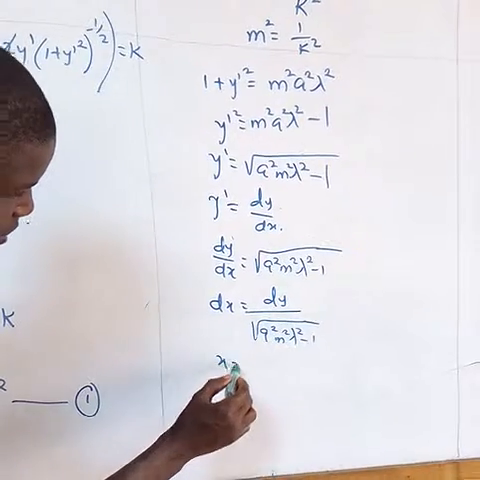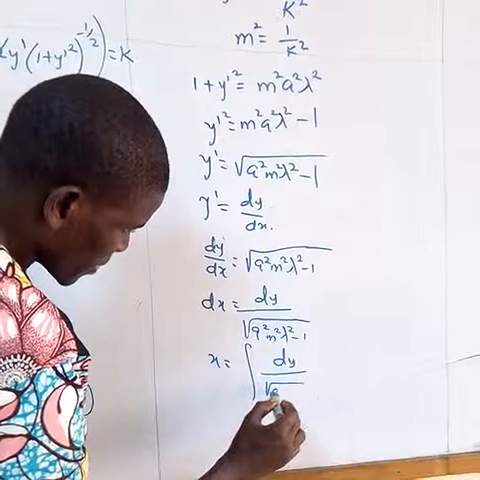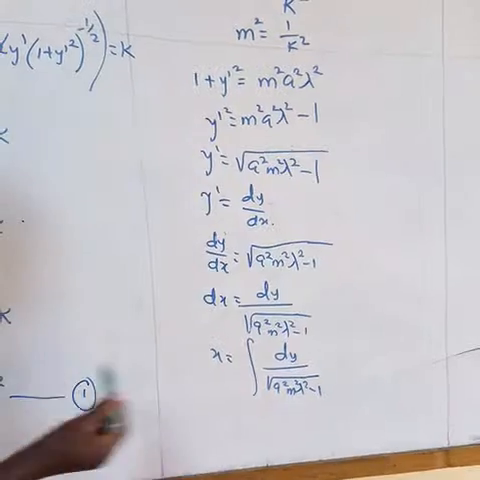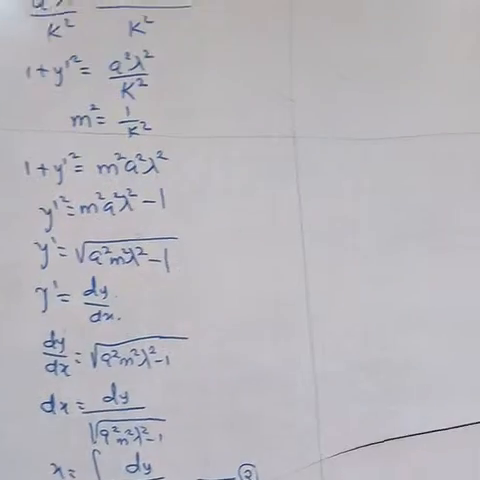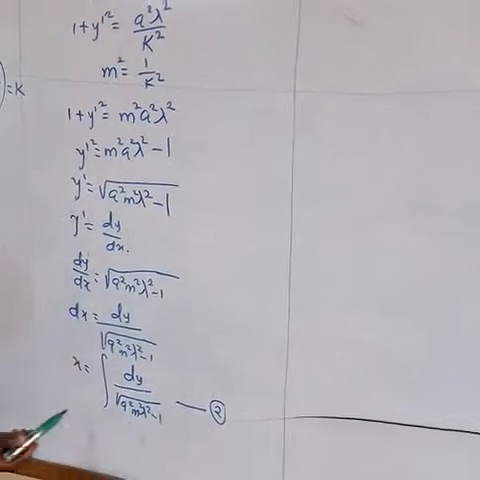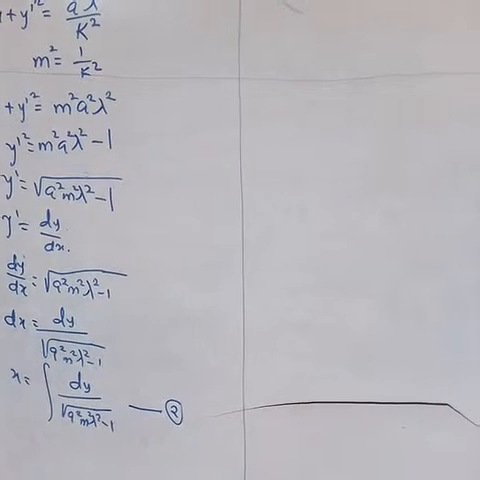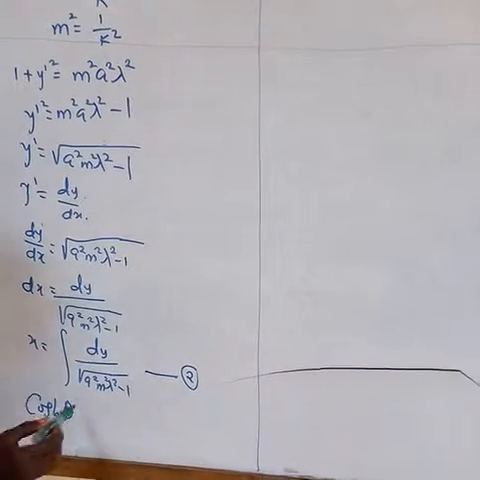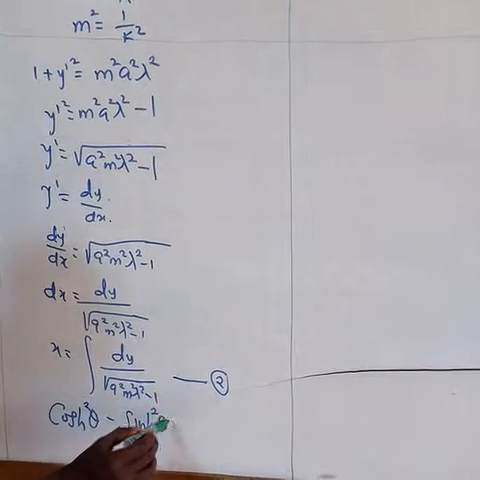So our x will be equal to the integral of dy over this square root of a squared m squared lambda squared minus 1. Let's number this as our equation 2. In order to integrate this, all we have to do is to represent a squared m squared lambda squared. And how can we do that? Since we know that cos squared theta plus sin squared theta is equal to 1.